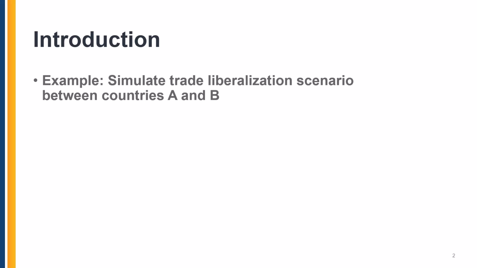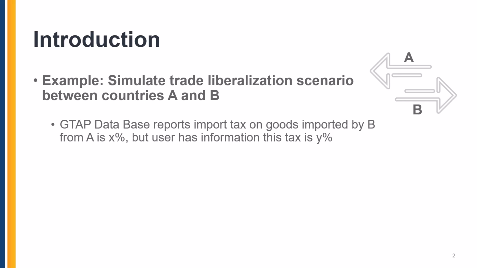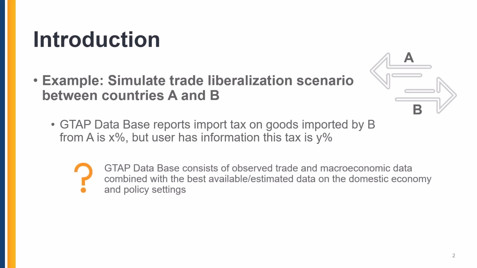Let's assume we'd like to simulate a trade liberalization scenario between countries A and B using the GTAP model and database. In the database, users may find that the import tax on goods imported by country B from country A is X%. However, this may not match information the user has. So, why does this discrepancy exist?